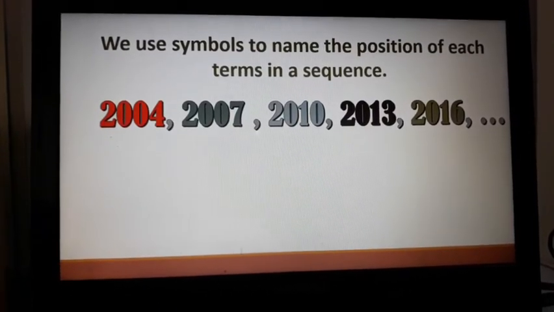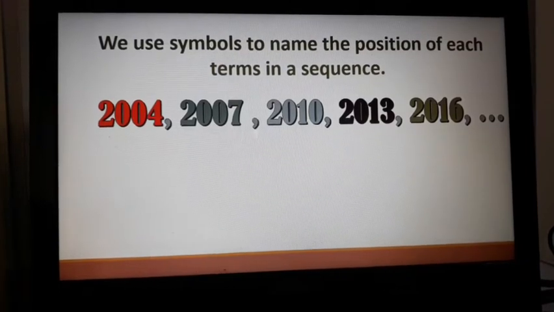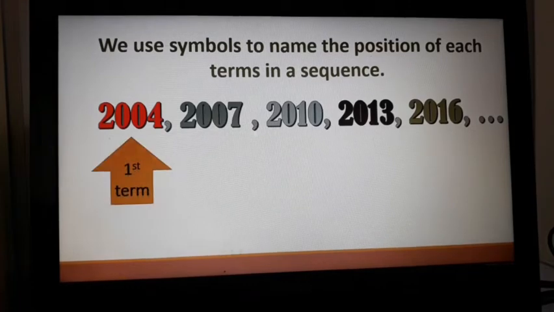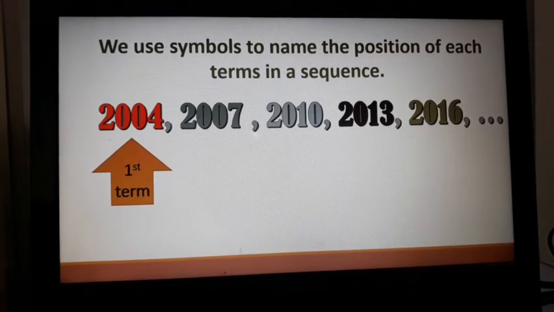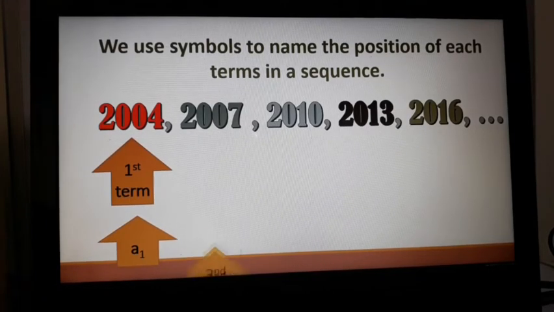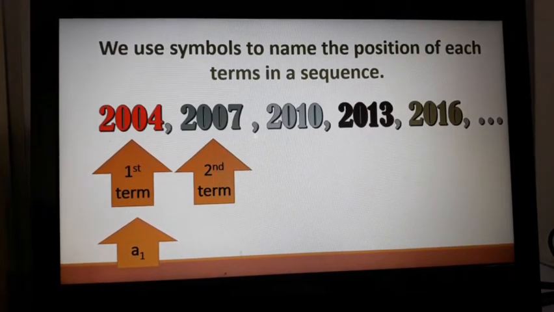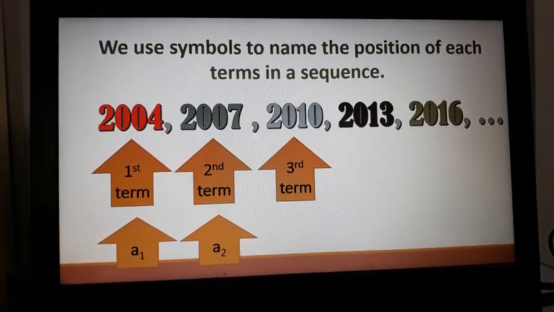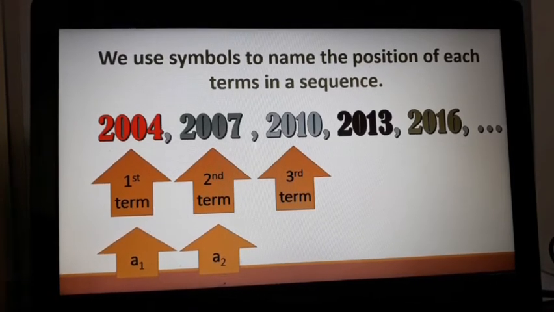We use symbols to name the position of each term in a sequence. So 2004, since it's called the first term, ang isang symbol na ginagamit natin dyan is A sub 1. 2007 is the second term. It's also called A sub 2. 2010 is the third term. Symbol natin ay A sub 3.